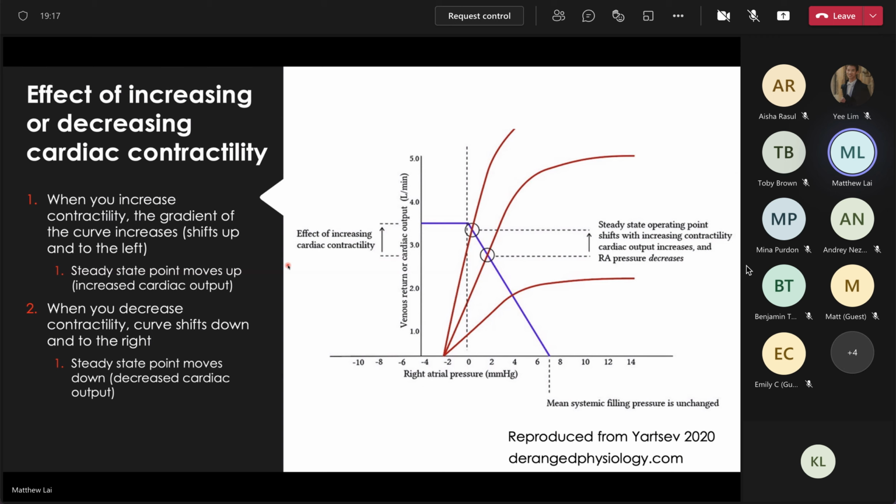So the second thing we're going to model is the effect of increasing and decreasing cardiac contractility. And this one's a little bit more straightforward. So let's say your heart pumps normally here, represented by this middle curve here. If your cardiac contractility increases, the gradient of your cardiac function curve would increase because your heart's pumping harder. And so if we read where the lines cross, you'll get more cardiac output. Similarly, if you're, say, in heart failure, your heart's not pumping as much, your contractility decreases. And so where the lines intersect is here, which is lower, so your cardiac output has decreased.